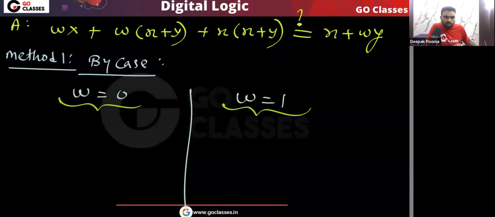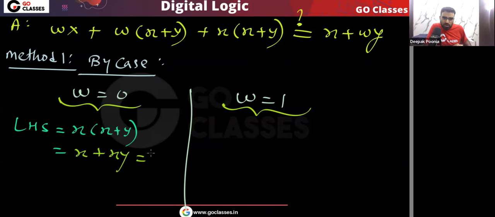Now tell me, when W is 0, what will be the LHS? When W is 0, this will be 0, this will be 0. And finally, here you will get X, X or Y. This I can further simplify. Actually, it will become X or XY, and you can apply the absorption law and it will become X. So the LHS will be X.